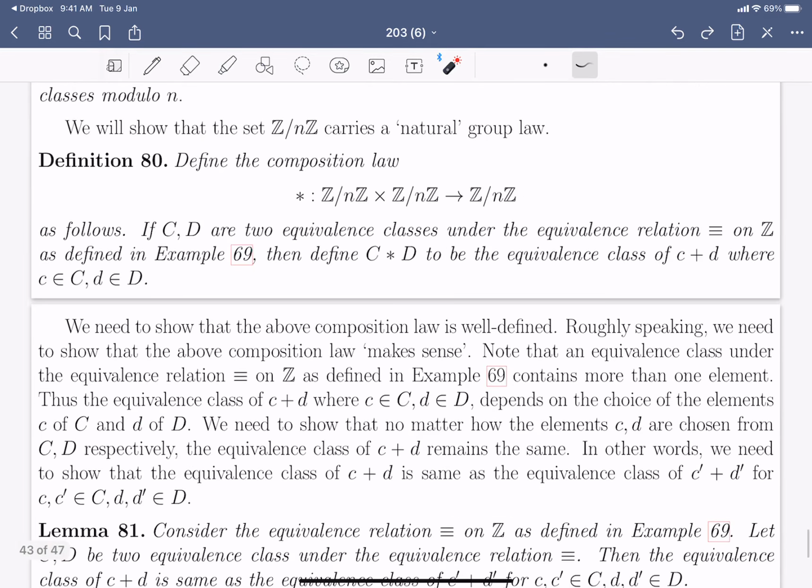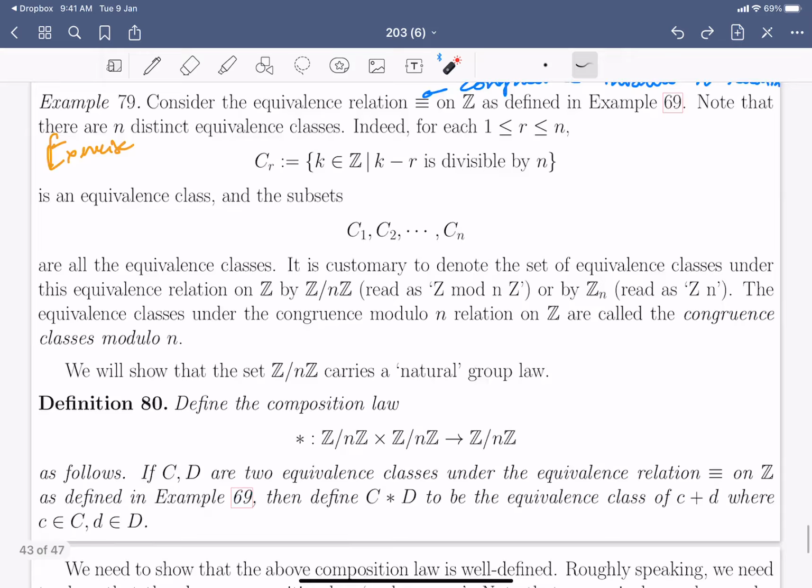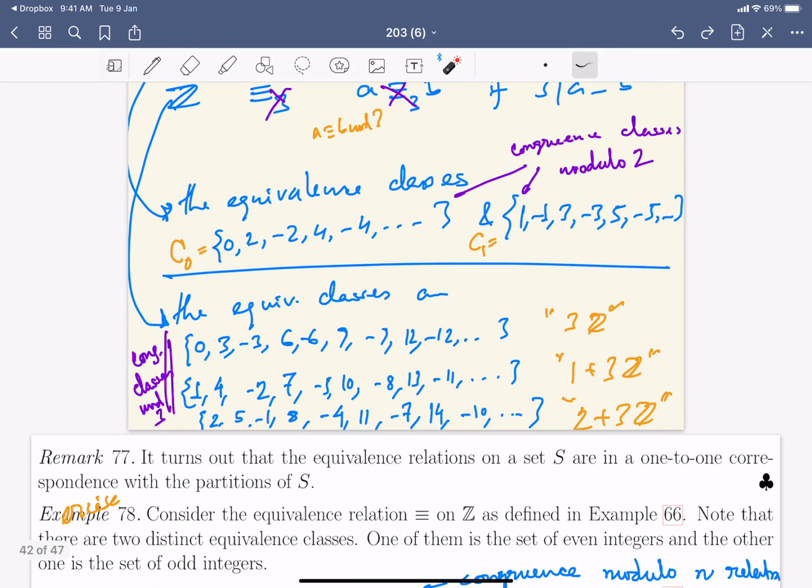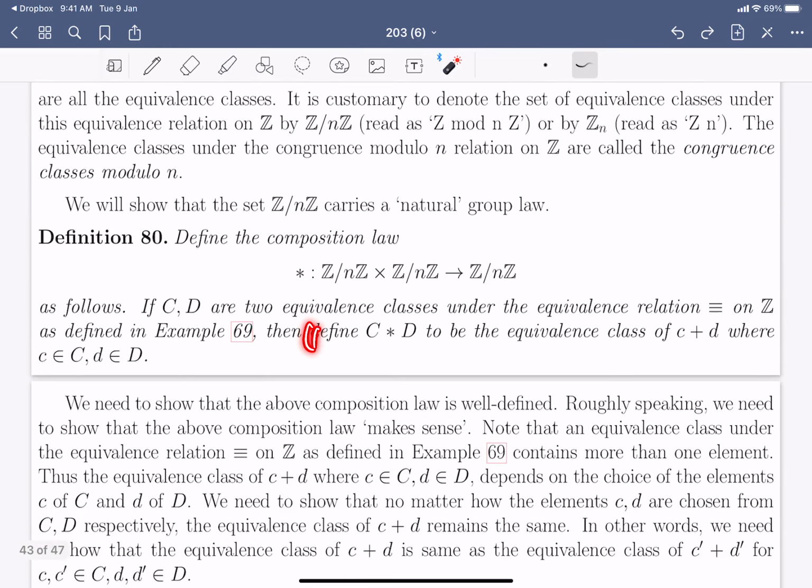Now we are trying to define a group law on Z mod 2Z. So we should be able to add C0 with C0 and C1 with C1. We should also be able to add C0 to C1, and C1 to C0. So let's try to add C0 with C1. What does this definition say? It says that if we pick C0 and C1, it is defined to be the equivalence class of c plus d. Now what is c and what is d? They are elements from these equivalence classes C and D.